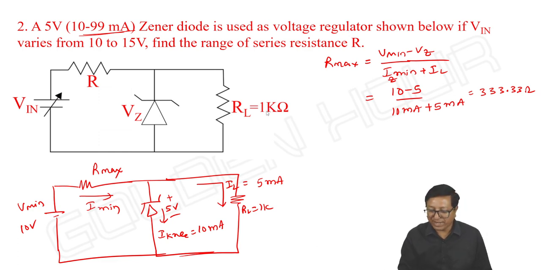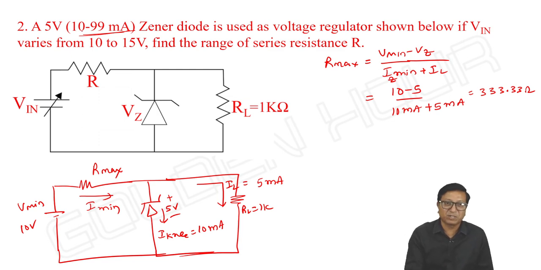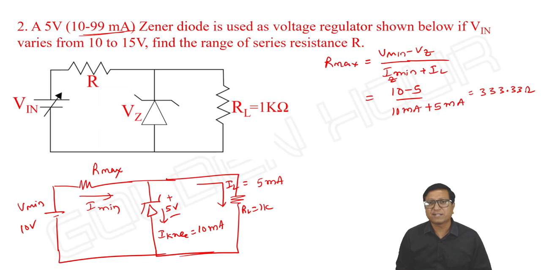Okay. So R max comes from V input minimum. Please observe this. And sometimes they may not give IZ minimum. If they do not give IZ minimum, what do you take? IZ minimum is equal to 0. Then you can calculate R max is equal to V minimum minus Vz by IL. IL and I will be same, of course. Okay. In this case. Fine.